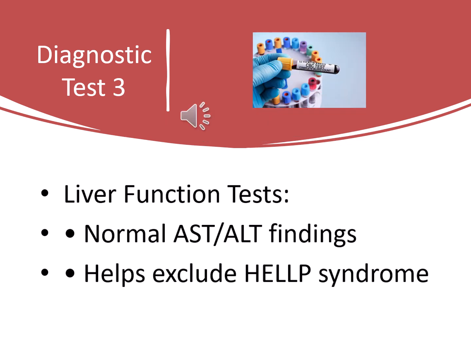Diagnostic test 3: Liver function test. Liver function tests, including AST and ALT, are useful in differentiating gestational thrombocytopenia from HELLP syndrome and other hepatic disorders. Patients with gestational thrombocytopenia typically have normal liver enzyme levels. Elevated liver enzymes will suggest an alternative diagnosis requiring immediate evaluation and management.